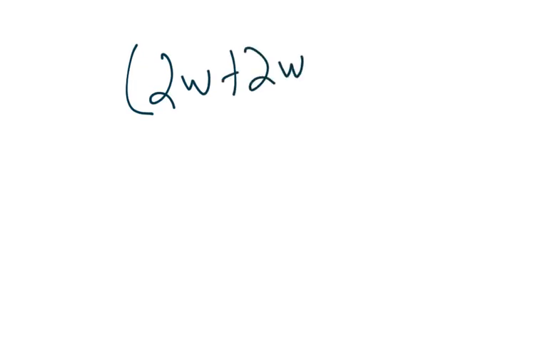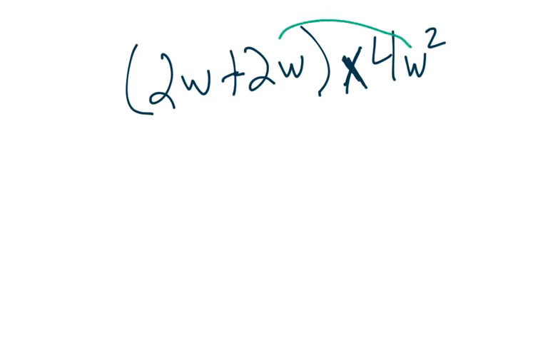The next one was 2W plus 2W times 4W squared. Now this one is distributive property because you have the plus sign in the middle of the parentheses, okay? And so what we're going to do is multiply 4W squared by 2W and then by 2W again, okay? And we're going to add the exponent each time when we do that, okay?